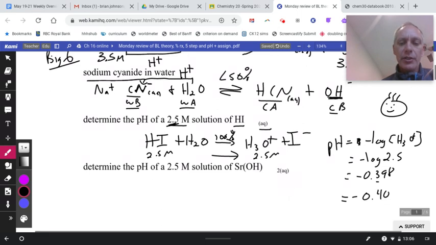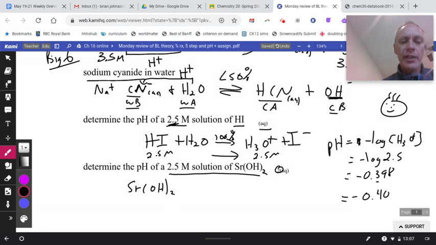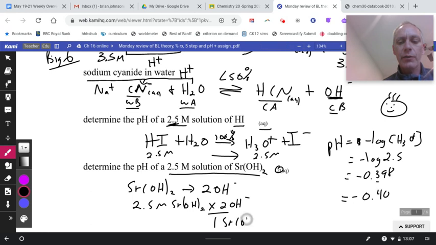Okay, determine the pH of a 2.5 mole per liter solution of strontium hydroxide. Whoops, there's my 2. Sr(OH)2 is able to dissociate into 2 hydroxides. So 2.5 mole per liter Sr(OH)2 produces 2 hydroxides for every 1 Sr(OH)2. So we get 5 moles per liter of OH minus.